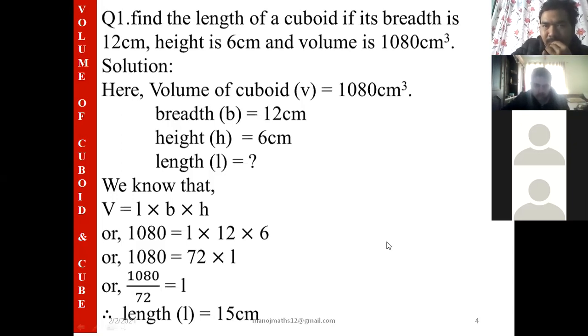Okay. Can you solve a question like this? You can copy. You can note down in your copy. I am waiting. Whenever you complete writing, please inform me. I will proceed to the next slide.